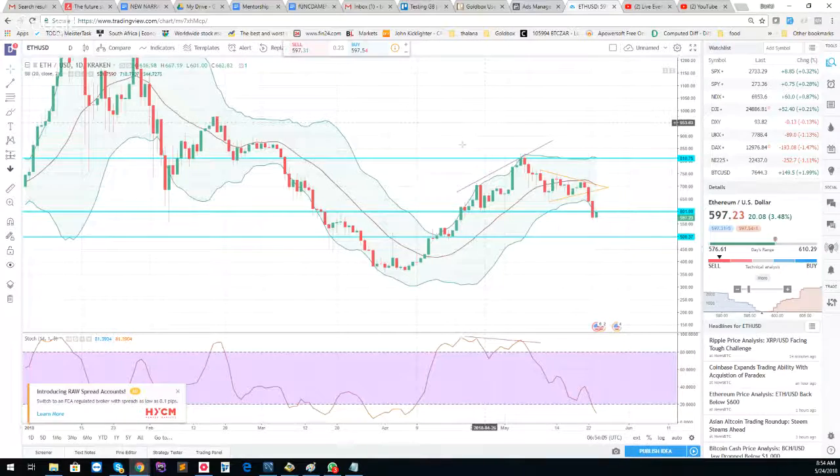So we've actually got three. We've got a very strong resistance level. We've got Bollinger Bands. We've got the stochastic, which is oversold as well, but the most important thing about stochastic is divergence, and we've got divergence here. So we've got three red flags saying to us, this bull trend is in trouble.